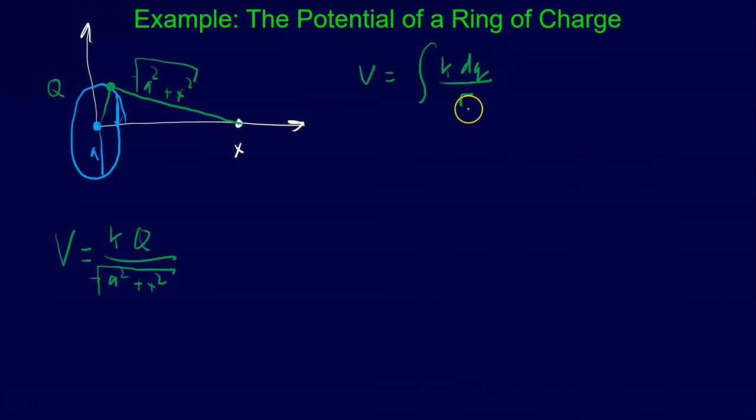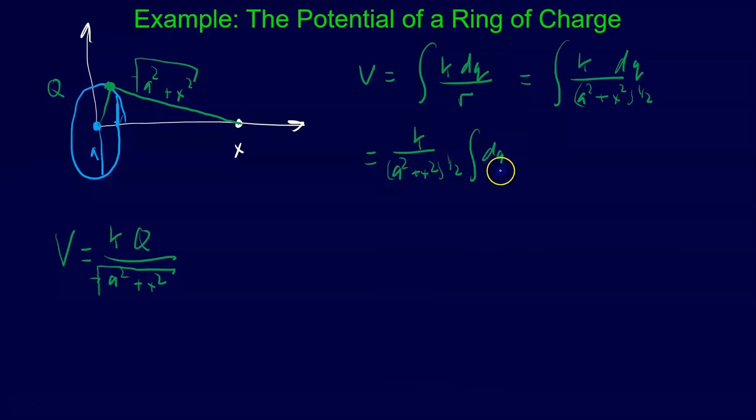So k dq over r. In this case, that's my k constant, this is my dq, and I'm adding up little contributions from dq's, and this would be a squared plus x squared to the 1/2, and of course all of that's a constant, so just k over a squared plus x squared to the 1/2 power, and it's just the integral over dq, which you can do in this case because the q doesn't depend on any of these factors, and so you just come out like this here.